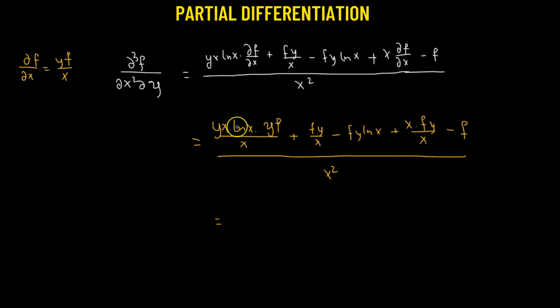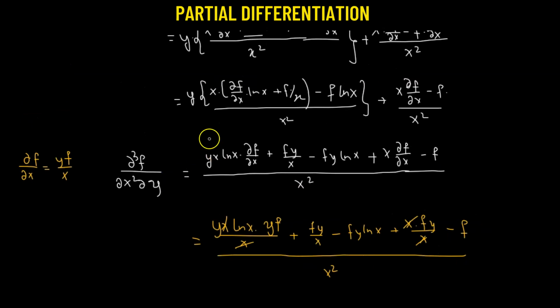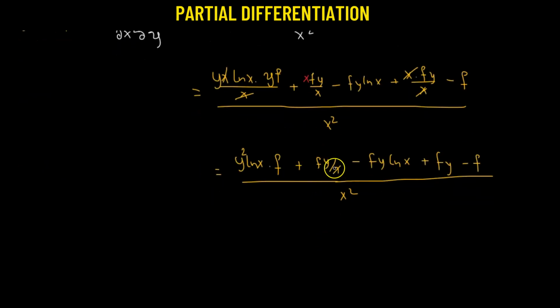So this gives us, so we have this x and x cancelling out. So we have y times log of x. So we have y squared times log of x times f plus f times y divided by x minus fy times log x. So here x and x goes away. This gives us fy minus f divided by x squared. So here I have missed out one x. So this x, when it multiplies, gets multiplied to f over x. So I missed out the x here. That is, there's an x here. So then x in the denominator also cancels out, so this leaves us with fy. So this will be simply fy.